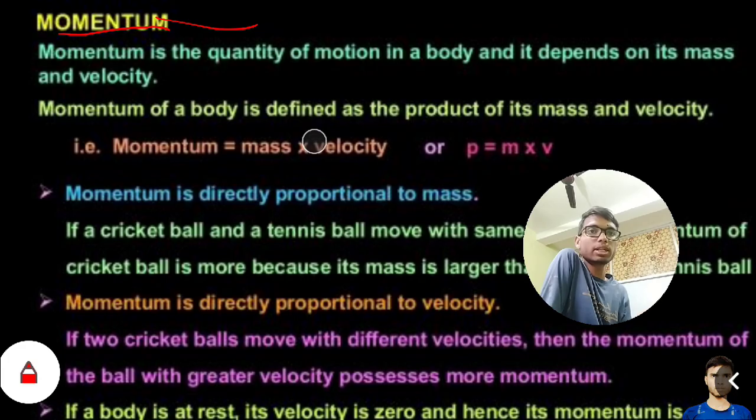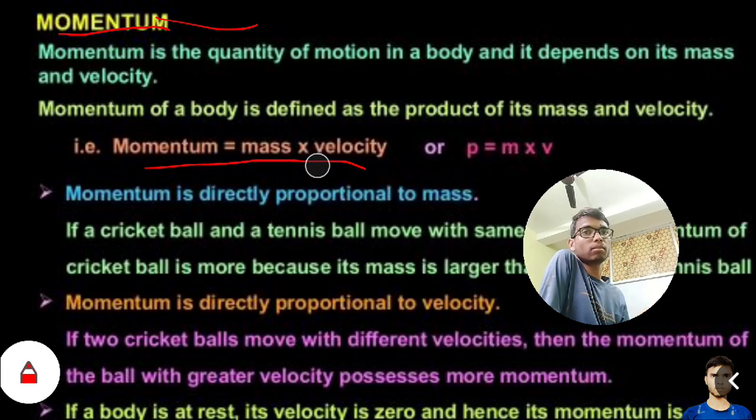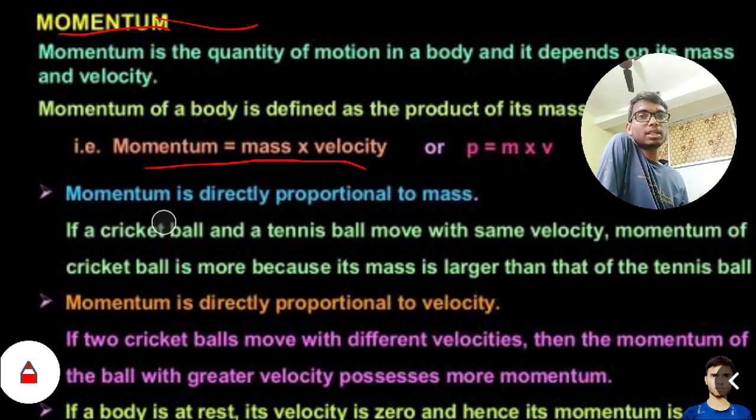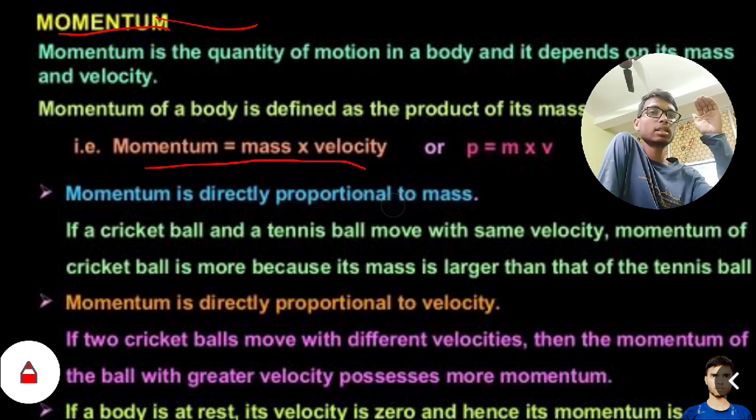Momentum of a body is defined as the product of its mass and velocity. This is the formula to calculate momentum. Momentum is directly proportional to mass. Yes, if mass is high, then the impact will be more.